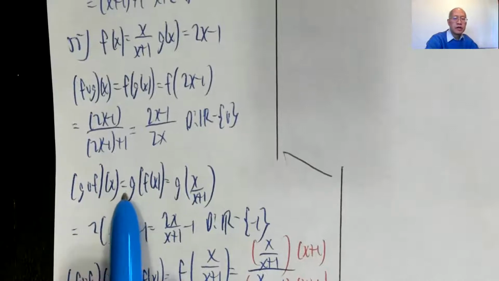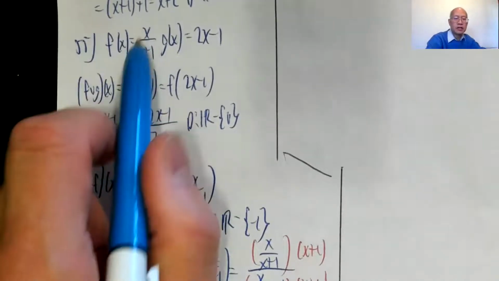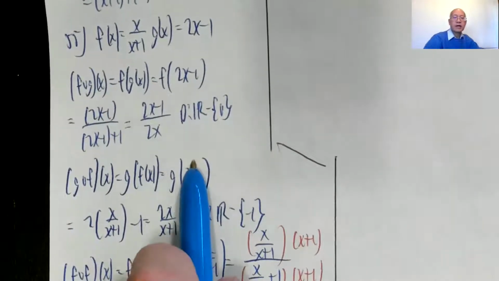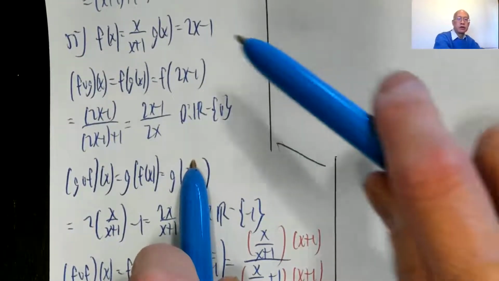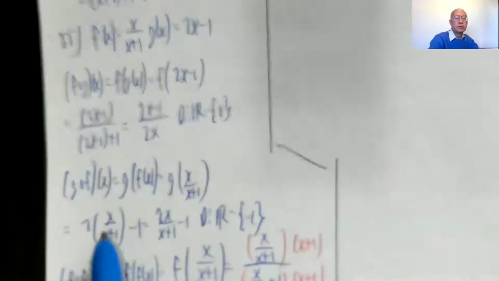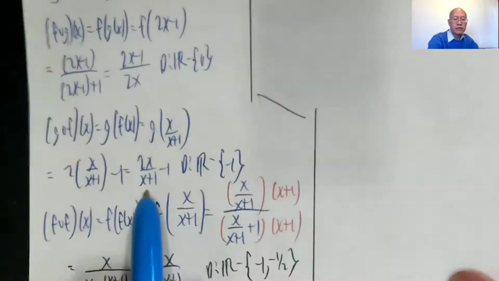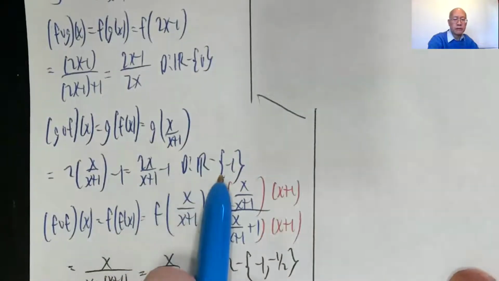g∘f is g of f of x, f of x is x over x plus 1. So right away, negative 1 is not allowed. And this mess behind my pen goes right there. So 2 times (x over x plus 1) minus 1, 2x over x plus 1 minus 1. The domain is all real numbers except for negative 1.